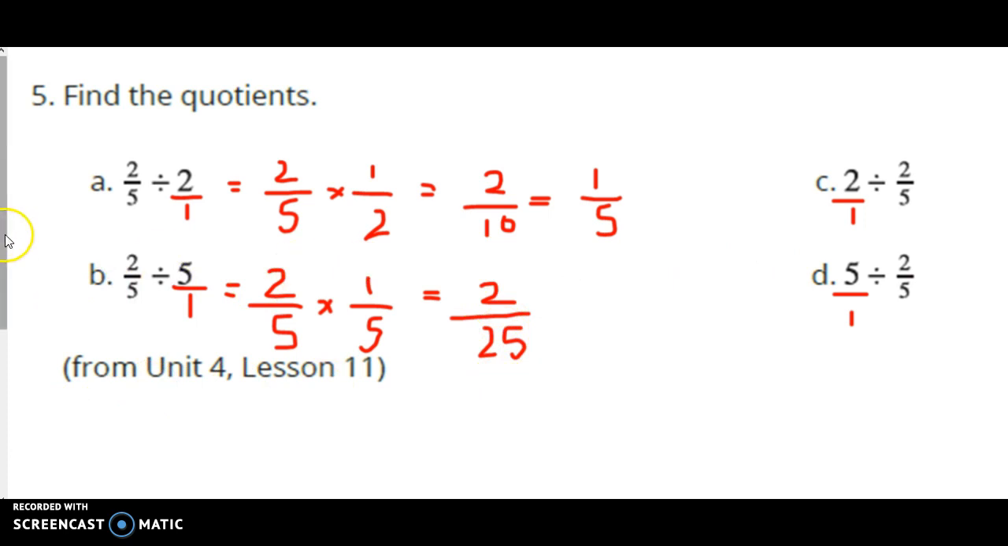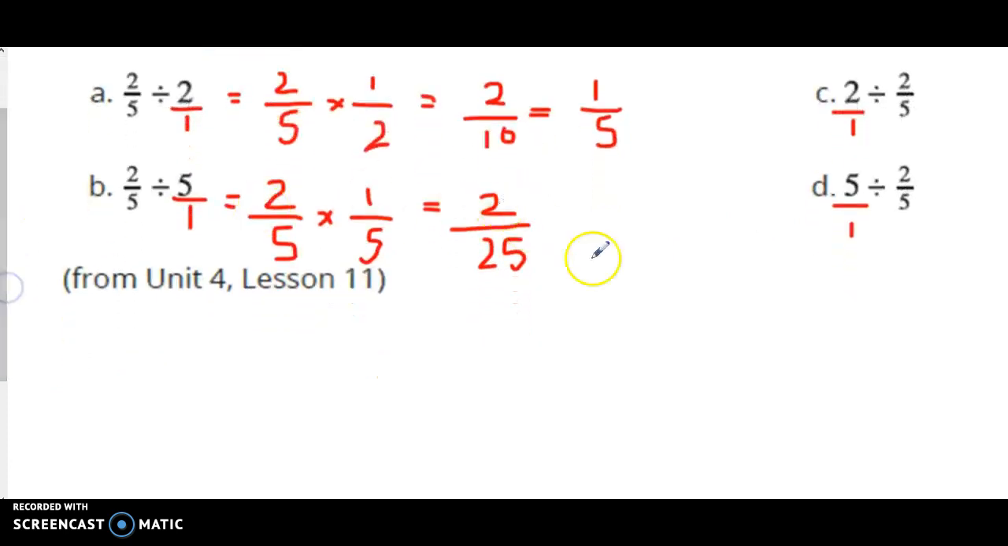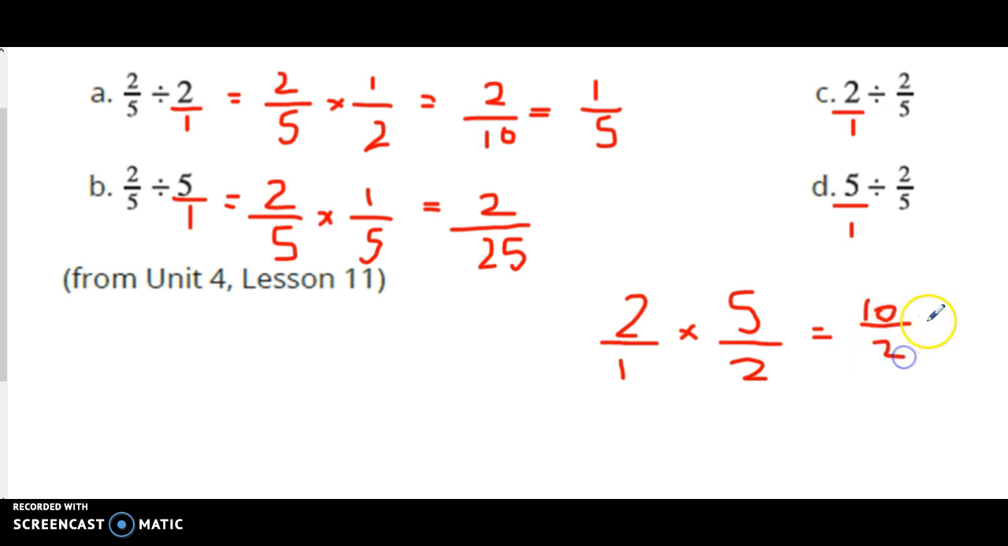Okay, C, I'm going to actually scroll down here just to give myself some room. I'll show my work right down here below. Keep 2 over 1. Change. Flip 5 over 2. Gives me 10 over 2. 10 divided by 2 equals 5. 5 is my final answer for C.